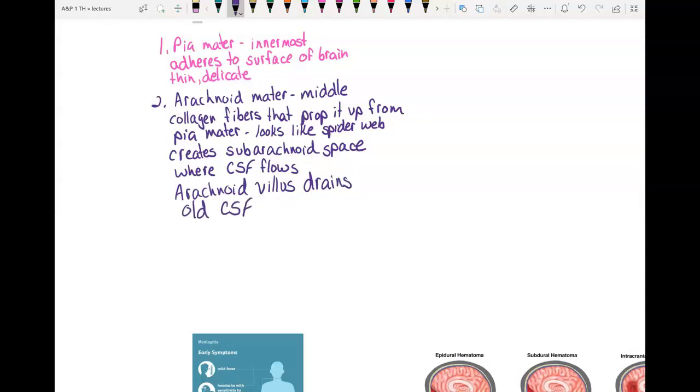So with cerebral spinal fluid, you're constantly making fresh and getting rid of the old. And that's how you get rid of the old.